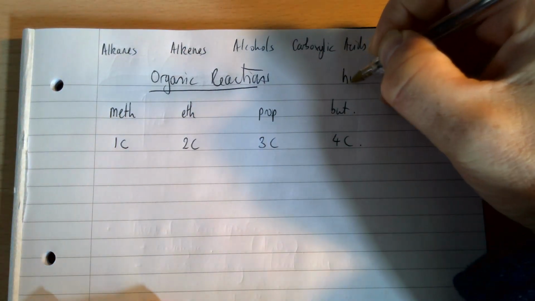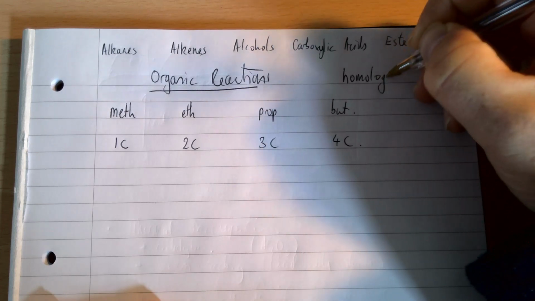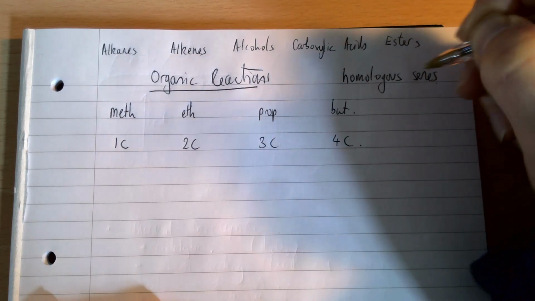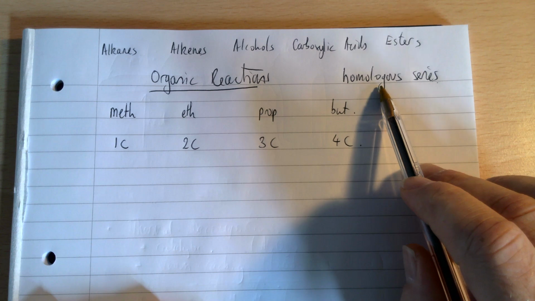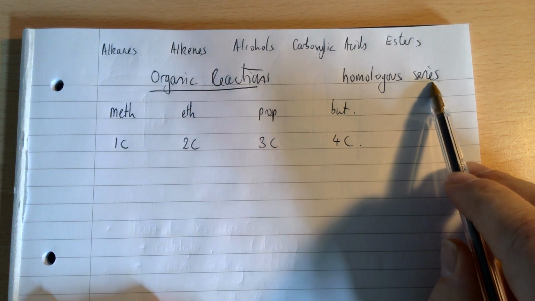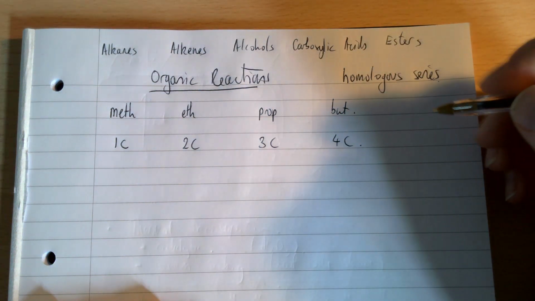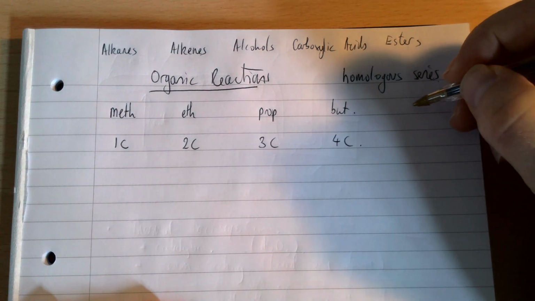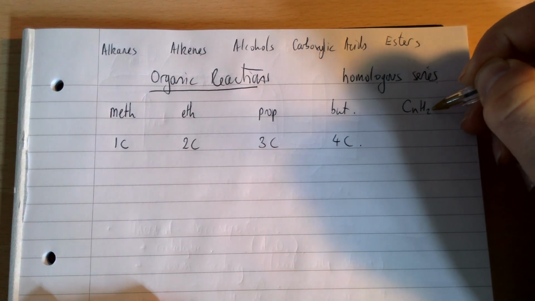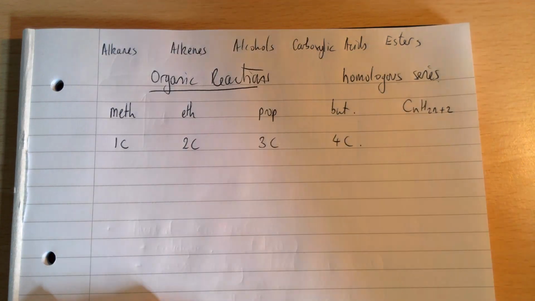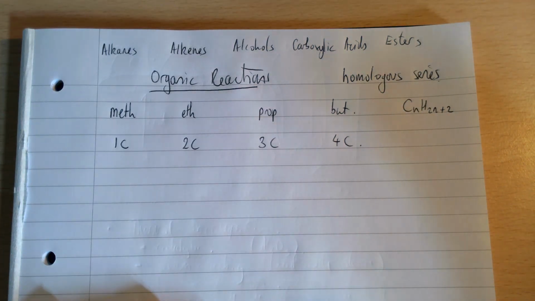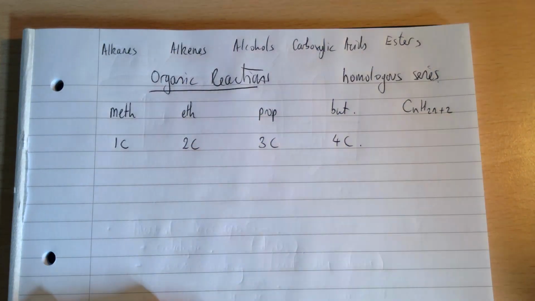So homologous series, you're expected to know that term and understand that that is a series or a family of molecules with the same general formula. So for example, the general formula of alkanes is CnH2n+2. They therefore have similar properties and similar reactivities. And you also need to know that within a family they differ by CH2. So if you go from methane to ethane, you gain a CH2. Go from ethane to propane, you gain CH2.